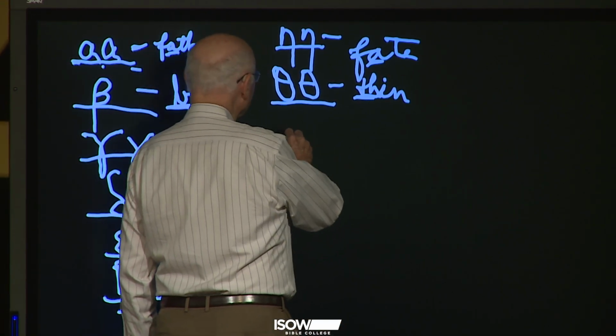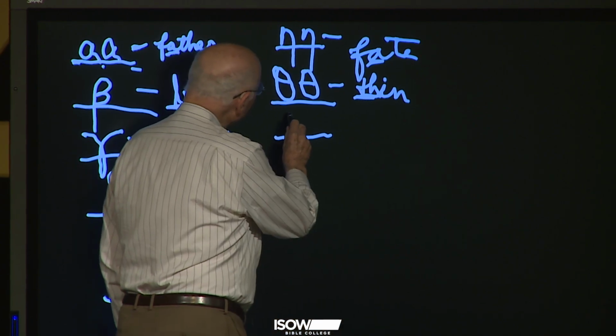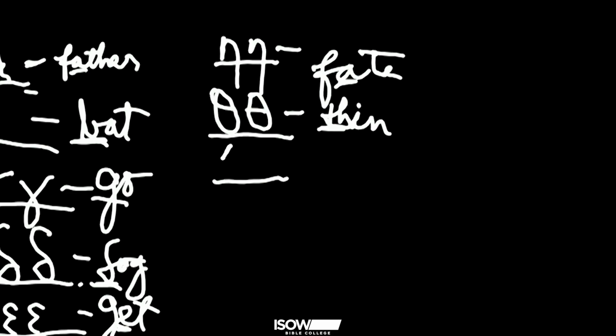The next letter is the iota. Now it just slightly leans a little like that. And it is pronounced like the I in pen.